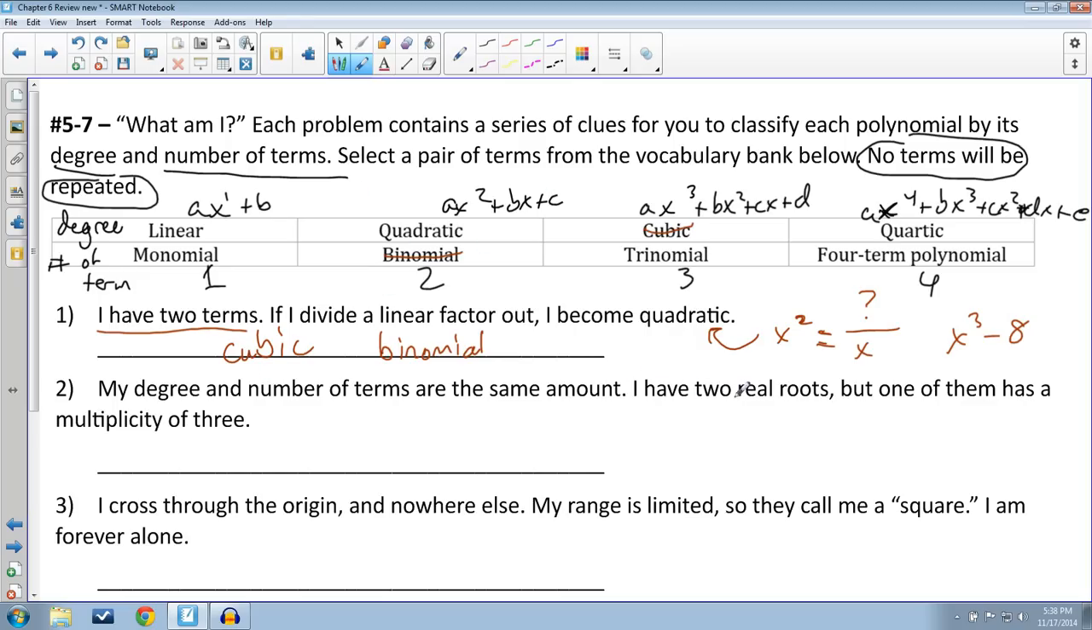If I have 2 real roots, okay, automatically you know it's not linear monomial. A linear term can only have one real root, period.